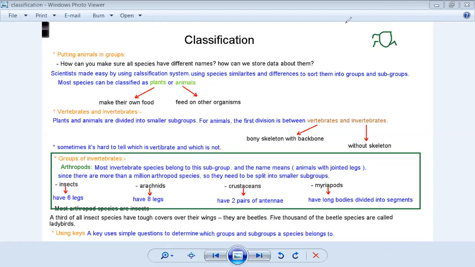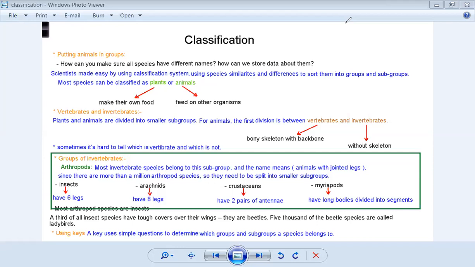Okay, what about, a second. Since there are more than a million arthropod species, we need to sort them into smaller subgroups. We need to split them into smaller subgroups. So the first group is the group of insects. This is the first group, and each name has a meaning. Why do they call them insects? Insects are animals with 6 legs.